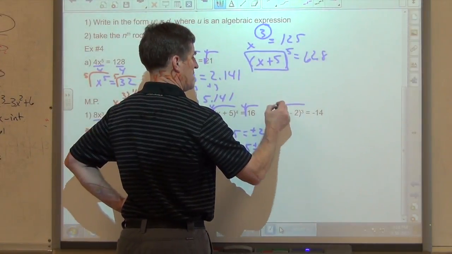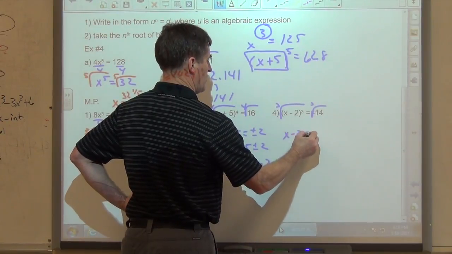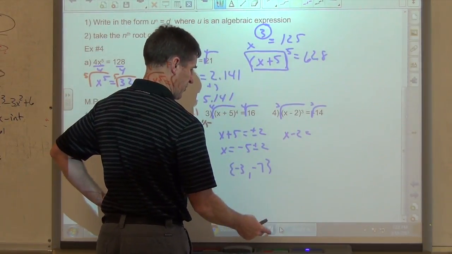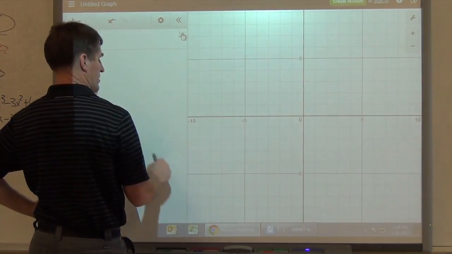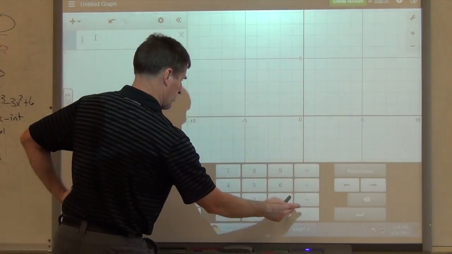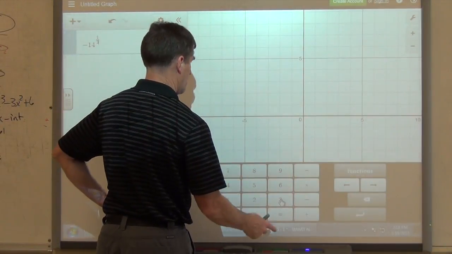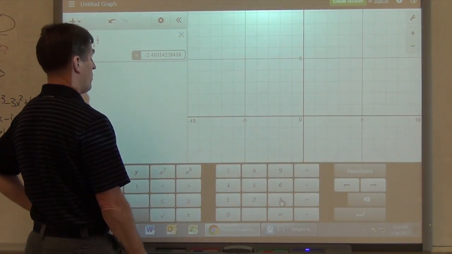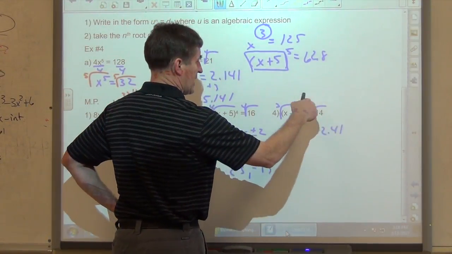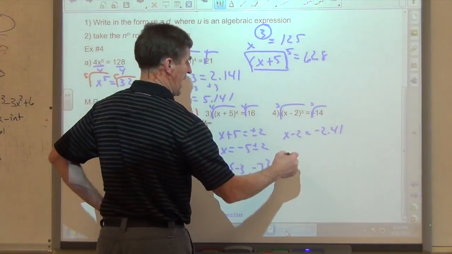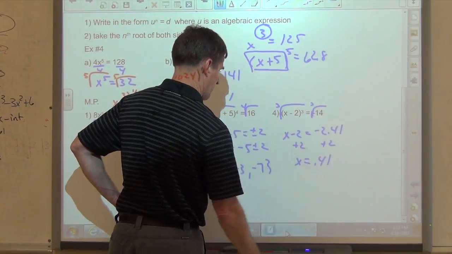So on this, you take the third root of both sides. So you get x minus 2 equals, and now I'm going to take the third root of negative 14. So negative 14 to the 1/3 power, and we get negative 2.41. So again, it's an odd power, I don't need the plus or minus. Then we add 2, and we get x equals 0.41.